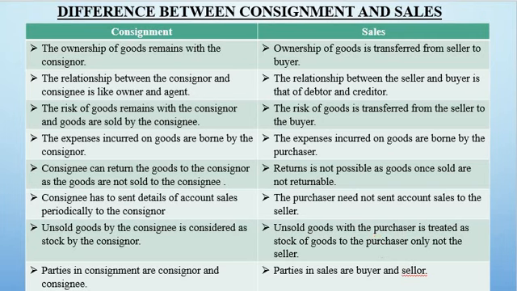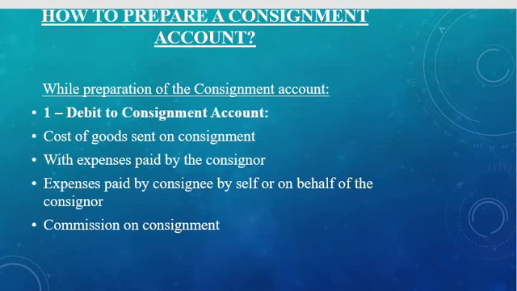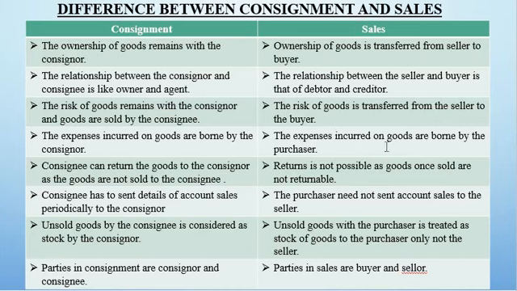Okay, next. Parties in consignment are the consignor and the consignee, whereas parties involved in sales are the seller and the buyer. There are two parties involved in consignment, the consignor and the consignee, whereas in case of sales, the two parties involved are the buyer and the seller.